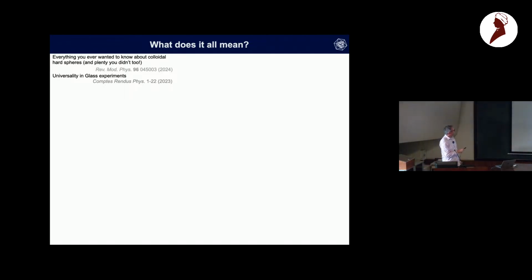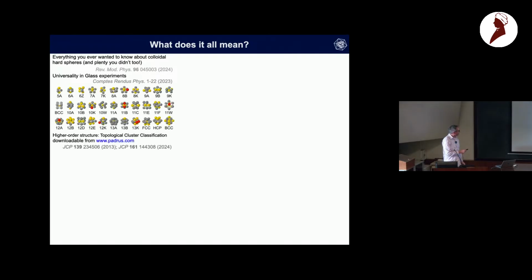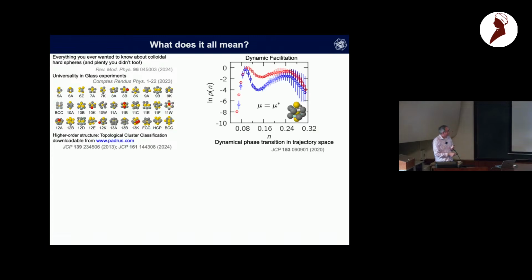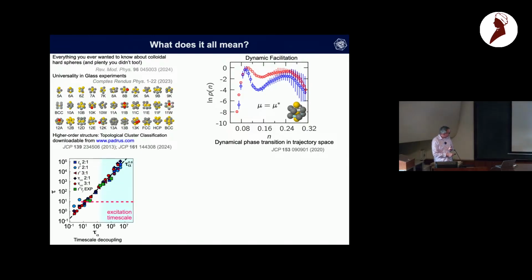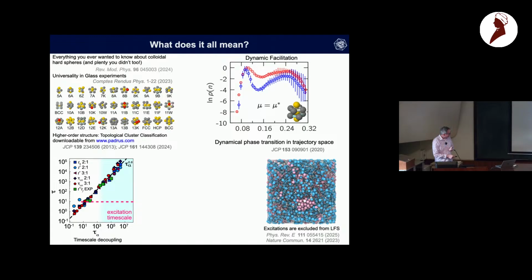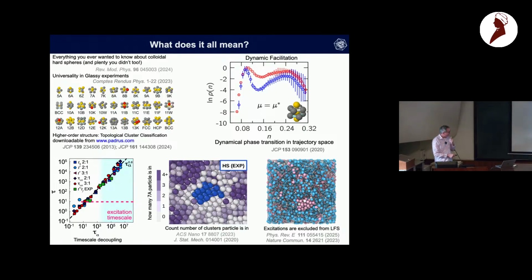So this is a couple of reviews on hard spheres and universality in glass experiments. I talked about the topological cluster classification. I mentioned this dynamical phase transition in trajectory space, and this decoupling of timescales between excitations and dynamic heterogeneity. And I said that excitations are excluded from local structures, and I talked about a better way, or another way, to measure local structure in supercooled liquids.